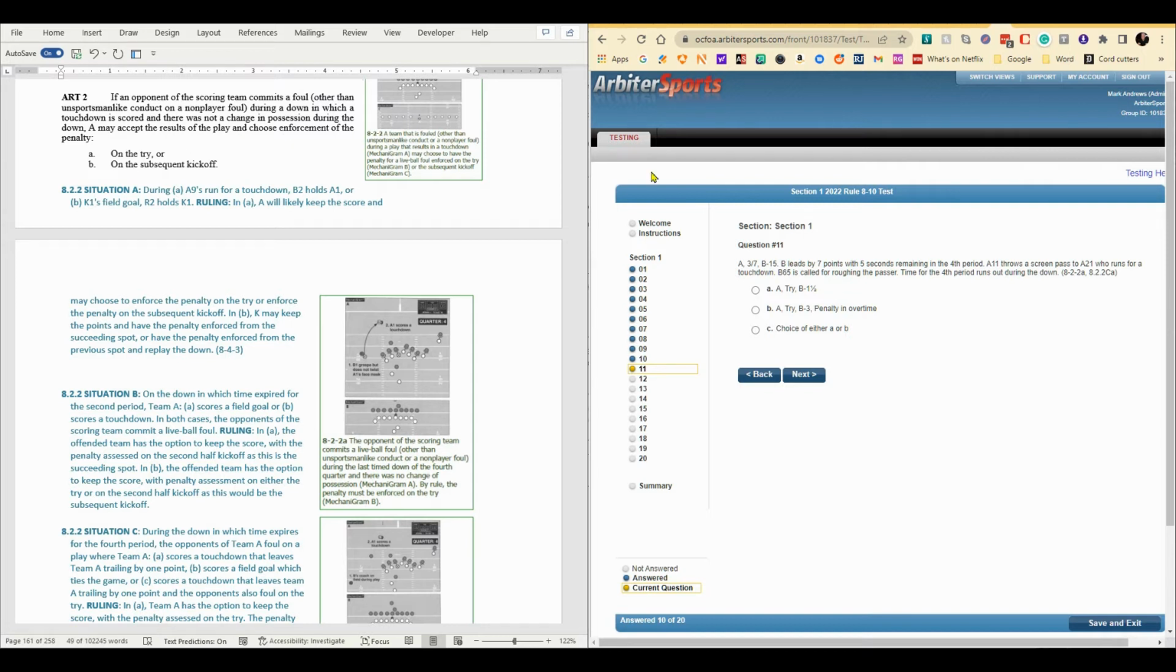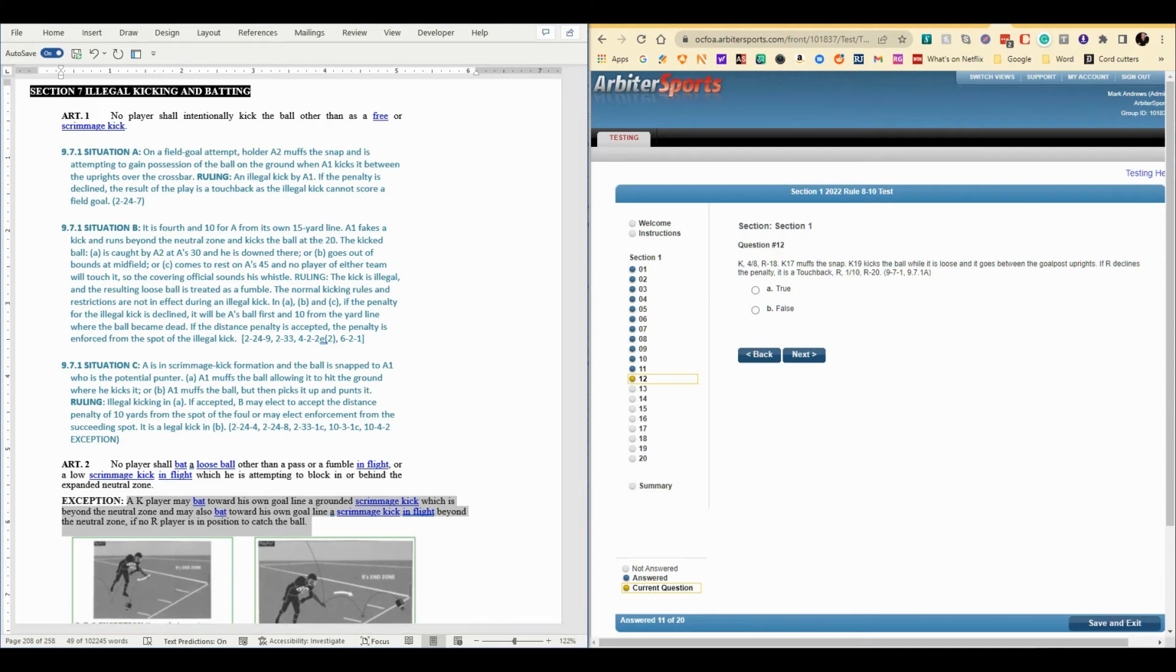So the answer is A: try, B at the 1.5. Now, of course, they don't have to take the penalty. Sometimes teams don't want that 1.5 yards because it throws off their kicker, but maybe they're going to go for 2. But they are definitely not going to enforce the penalty in overtime. So the answer here is A.